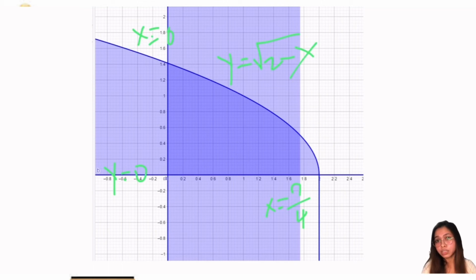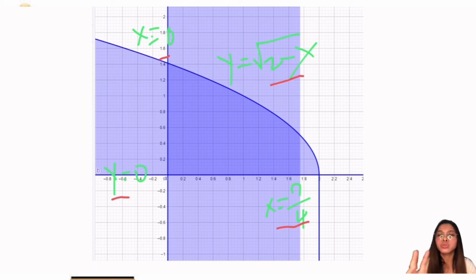This is y equal to 0. This is y is equal to the square root of 2 minus x. This is x equal to 0. And x is equal to 7/4. So when you set up a double integral, you can do whatever you want.